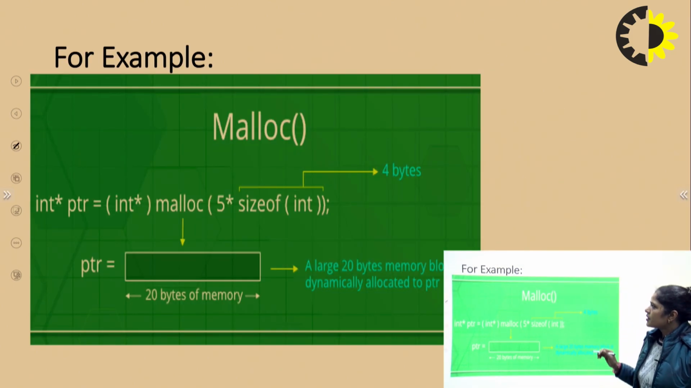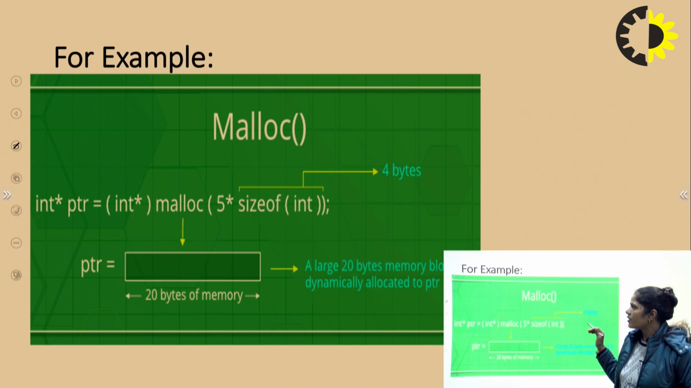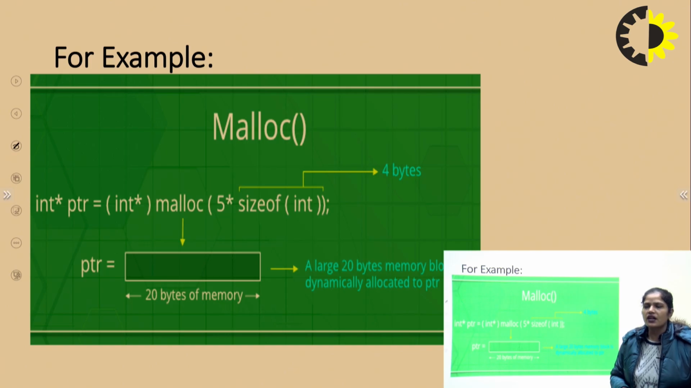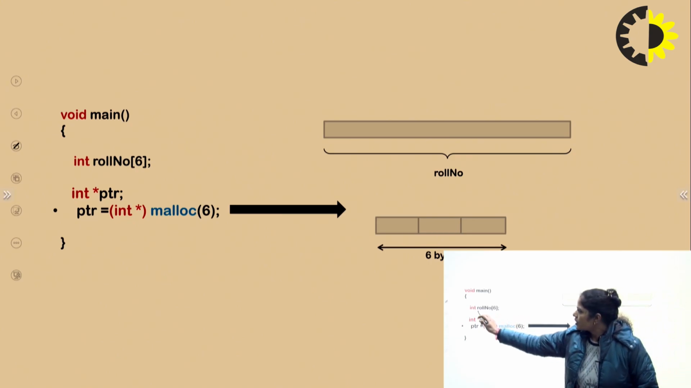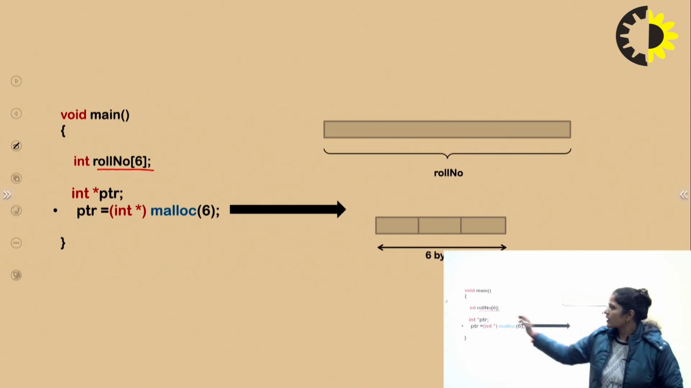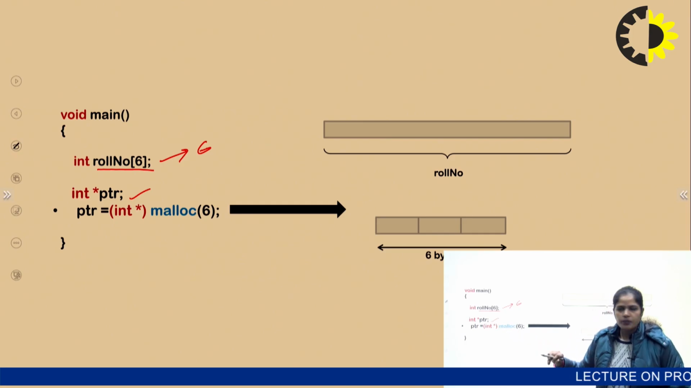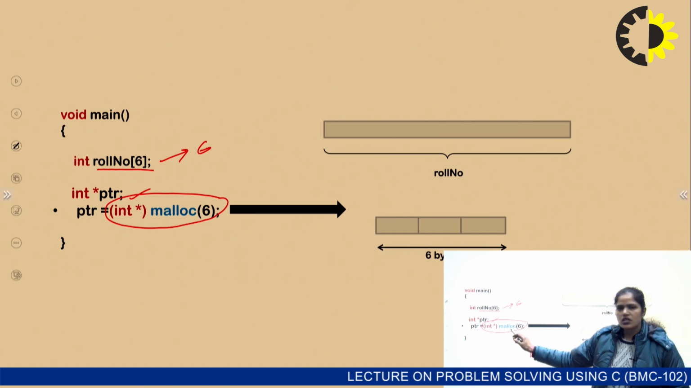How can we represent memory? How can we calculate the total size of the memory that will be allocated by the malloc function? Here I am showing the accurate calculation through which we calculate the total size that will be provided by the malloc function, right? Let's take a simple example. We have a variable, roll number, of size 6. Here we have the pointer variable ptr, and now we are allocating memory dynamically by using the malloc function.